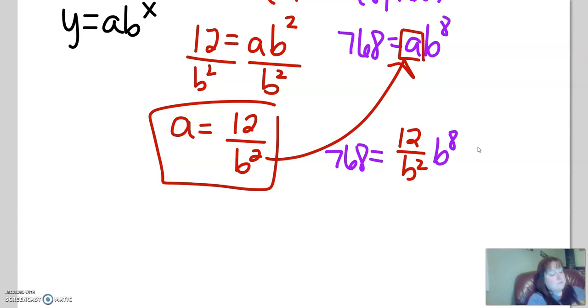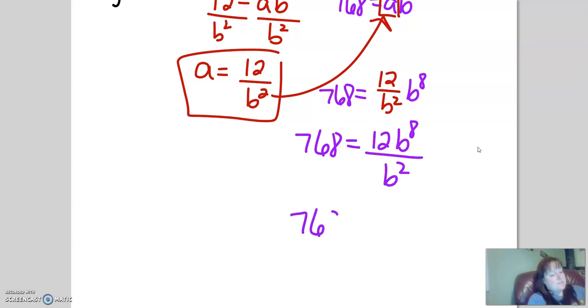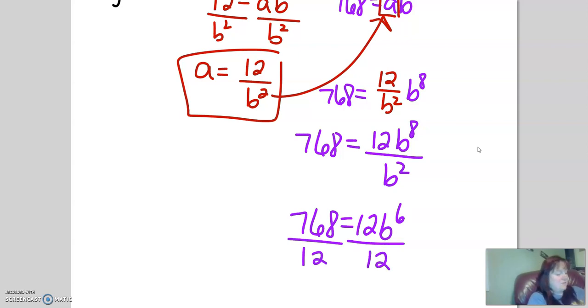Okay, now I can go ahead and simplify this. This is really 768 equals 12b to the 8th over b squared. And so remember, two of those b's cancel out, top and bottom. So we have 768 equals 12b to the 6th. You might remember the subtraction rule would work for this too. 8 minus 2 is 6. So we can go ahead and now divide both sides by 12. So we get 768 divided by 12 is 64. So I'm going to write it over here. 64 equals b to the 6th.